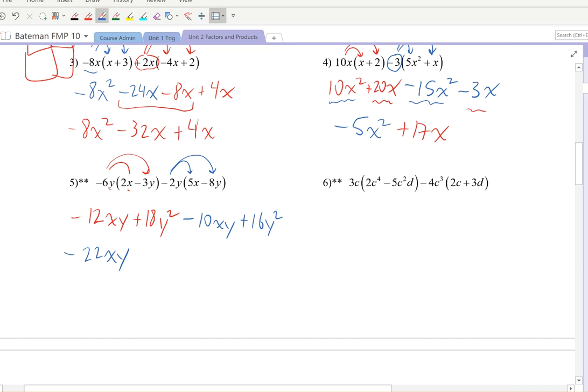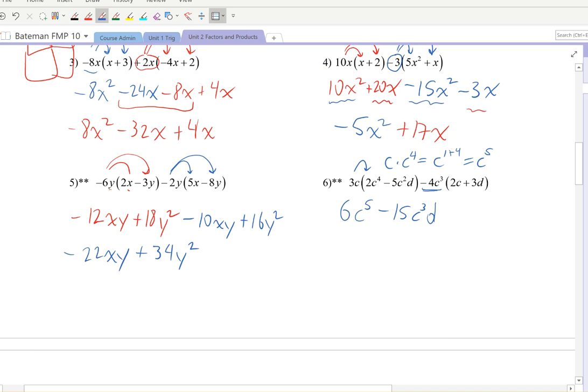How many y squareds are there? Well, 18 plus 16 would be 34 y squareds. And they're all positive. Okay, and so the next one, when you're multiplying the like letter, right? C times C4, you add your exponents, 1 plus 4 equals C exponent 5. So you're going to get 6 C exponent 5 minus 15 C cubed, because you add the exponents on the C's, and timesing by D, it doesn't get affected, it stays the same.